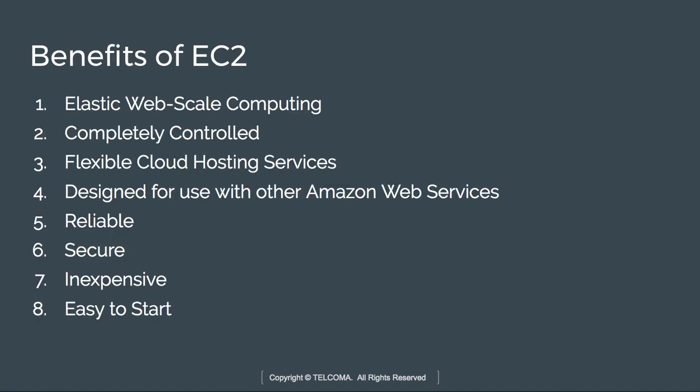Now, what are the benefits of EC2? The very first benefit is elastic web scale computing. Amazon EC2 enables you to increase or decrease capacity within minutes, not hours or days, within minutes. We can commission one, hundreds, or even thousands of server instances simultaneously. Because all of this is controlled with web service APIs, your application can automatically scale itself up and down depending on its needs. So this is elastic web scale computing.